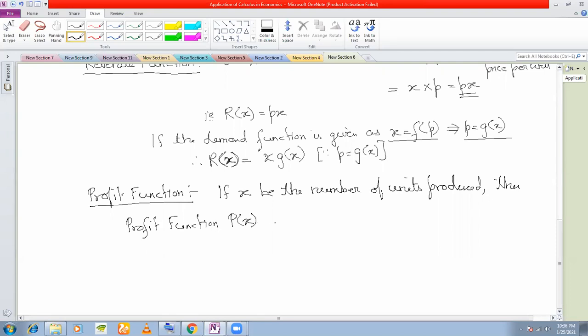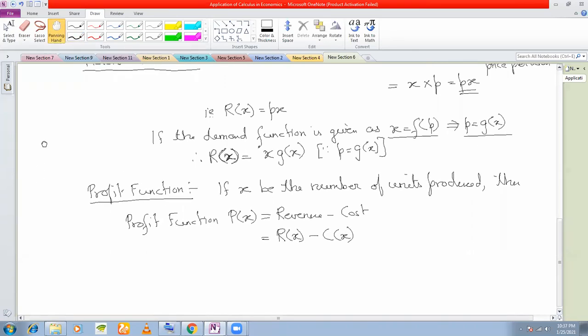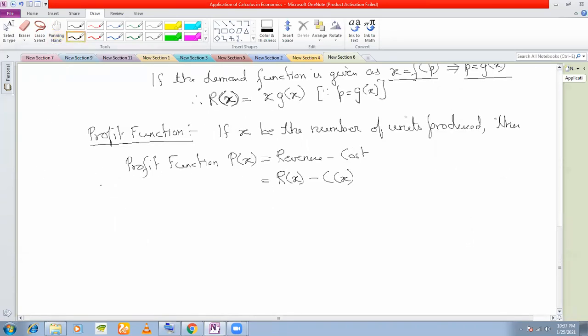Okay. Profit function. What is the profit of a company in general? Revenue minus cost, right? Revenue is a function of X and cost is also a function of X. If you simply subtract the cost from the revenue, you will get profit, right? Clear with this?